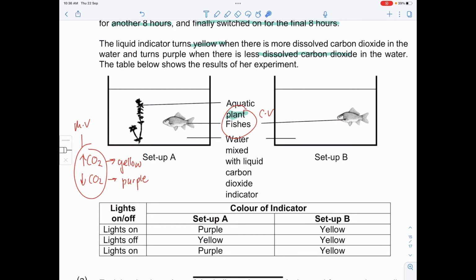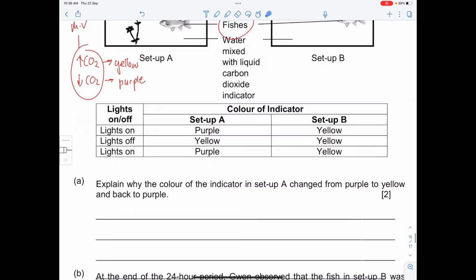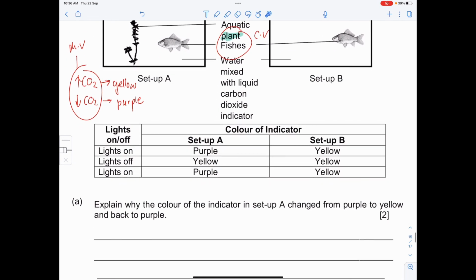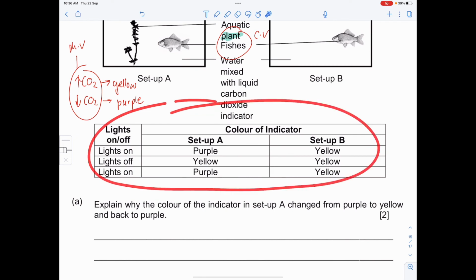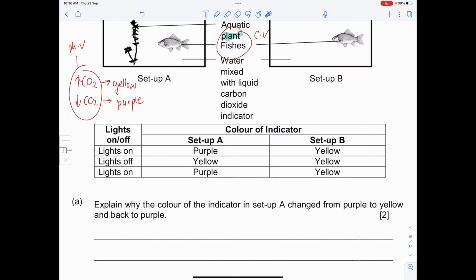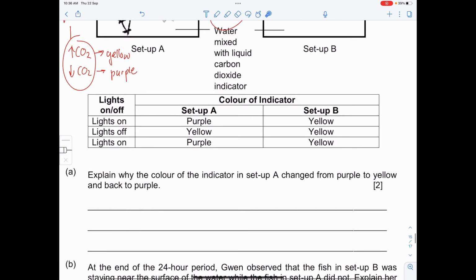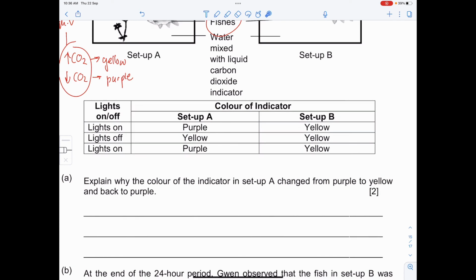Okay? And then when the lights are off, it's yellow for A, and then when the light is on again, it will start to decrease again, because your plant will start to take in your CO2. So this is consistent with my initial assumption. Now, I will know how to answer. Because if I can predict correctly the results, it must mean that my hypothesis is correct. And I can use that to answer. Explain why the color of the indicator in setup A changed from purple to yellow and back to purple.